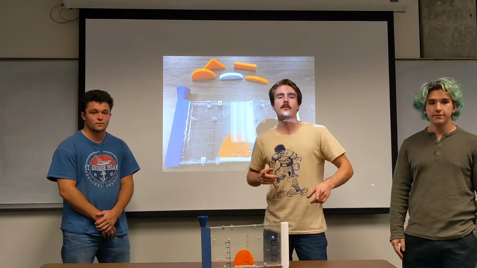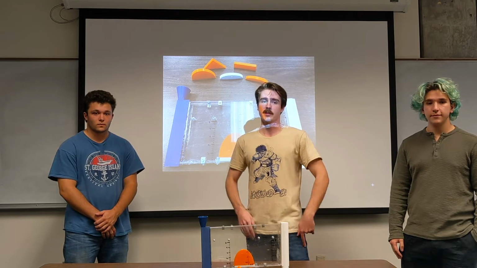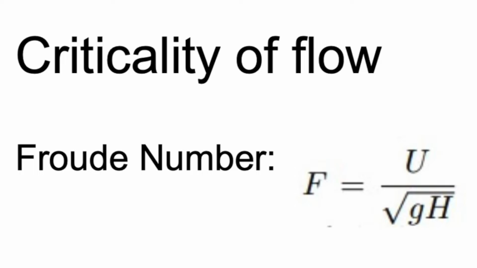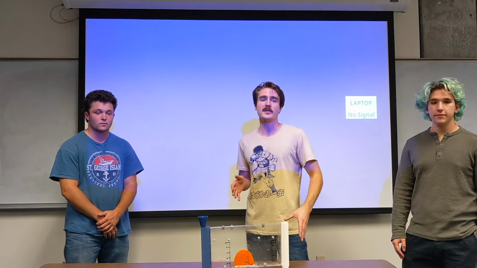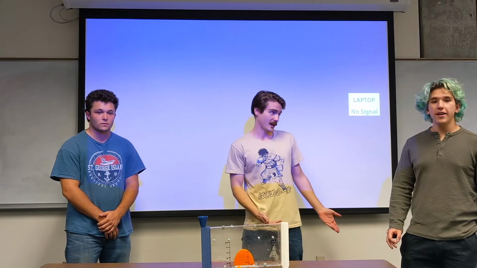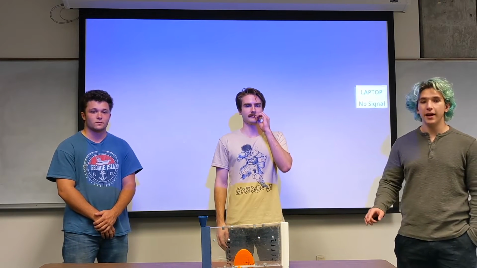Something that's important to keep in mind about flow is its criticality. The Froude number, whose equation is seen here, describes the ratio between inertial and gravitational forces in the flow. When the height of the hump reaches critical height, subcritical flow upstream is compared to supercritical flow downstream at the top of the hump, where the Froude number equals 1.